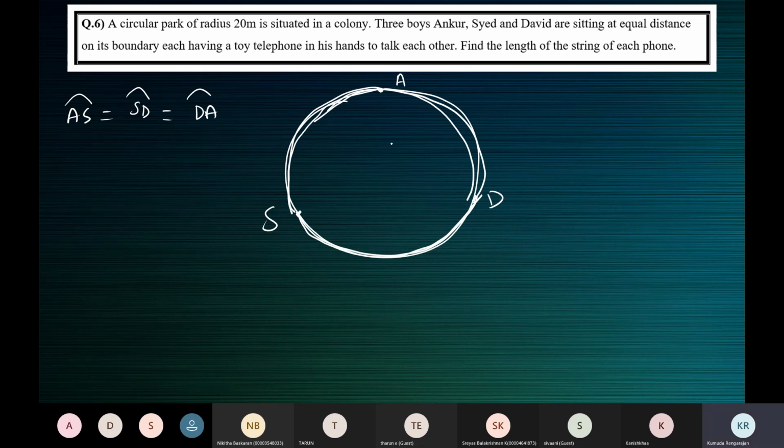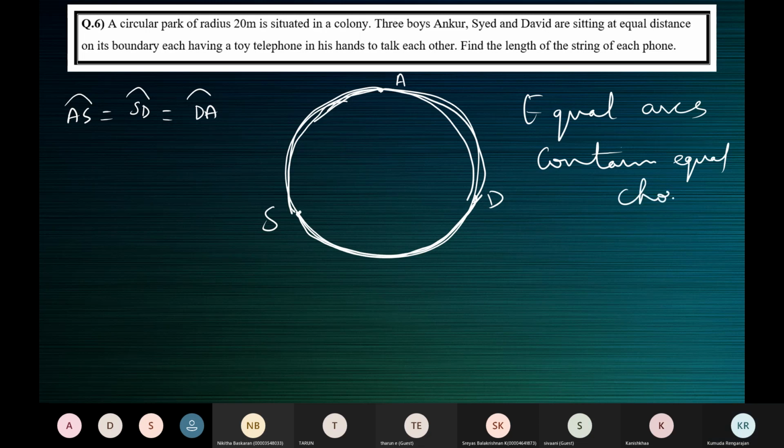So the length of arc AS is equal to the length of arc SD is equal to the length of arc DA. Now there is a result which says that equal arcs contain equal chords. Equal arcs contain equal chords.